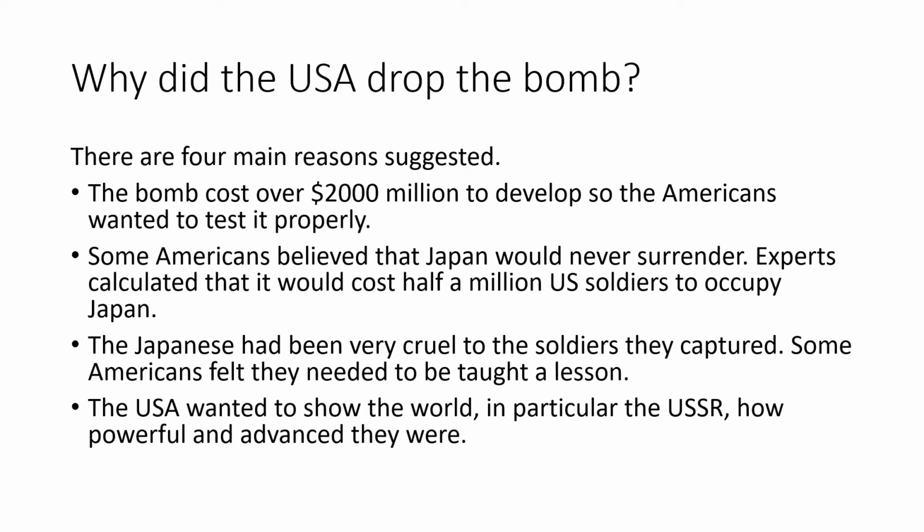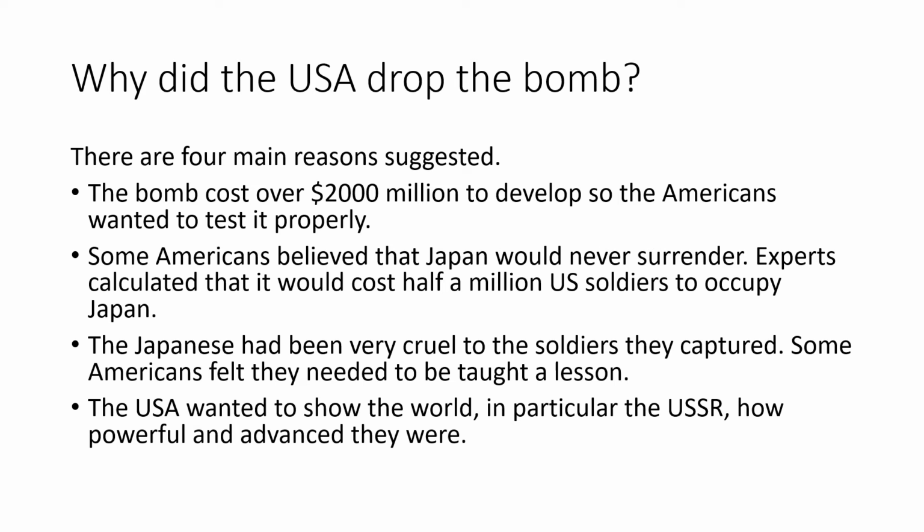Now, there are four main reasons suggested why the USA decided to drop the atomic bomb or bombs on Hiroshima and Nagasaki. Firstly, the bomb cost over 2,000 million to develop, so the Americans wanted to test it properly. Some Americans believed that Japan would never surrender. Experts calculated it would cost 500,000 US soldiers to occupy Japan.